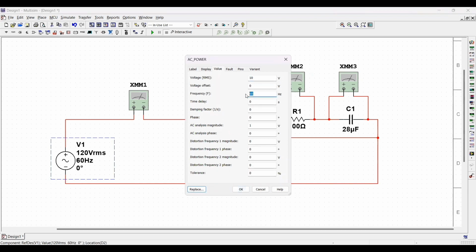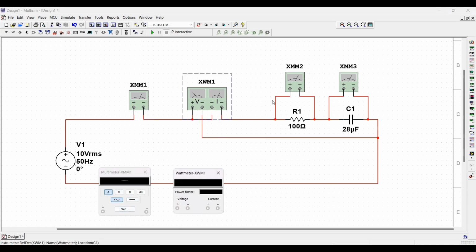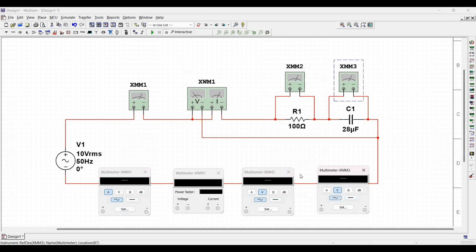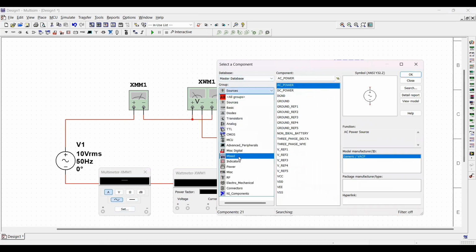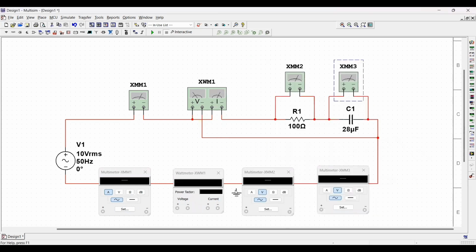Firstly we set 10 volt and 50 hertz for frequency. For the first multimeter we choose ammeter, and for the third and fourth we choose voltmeter. Then we have to make sure we put the ground, then just run. So this is the result for the 10 volts.